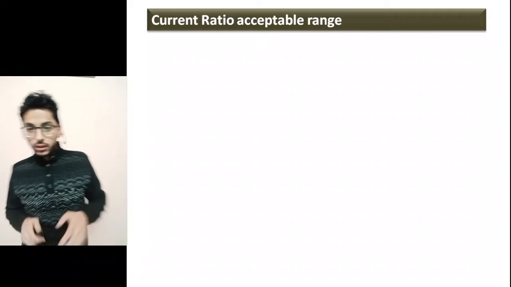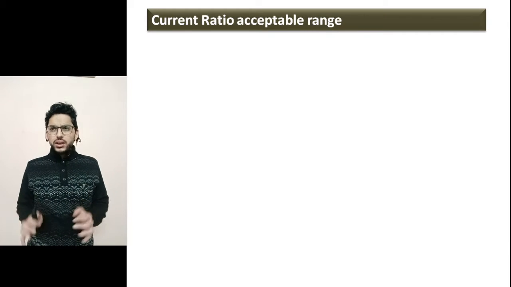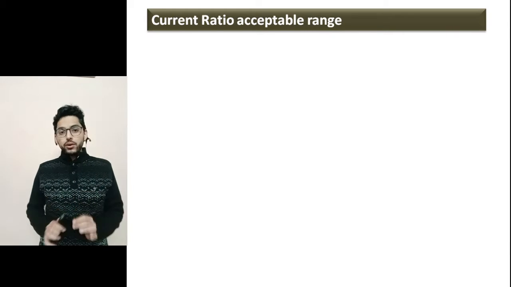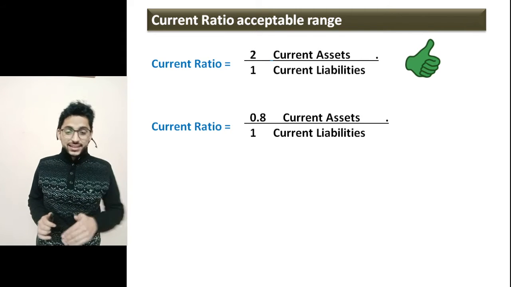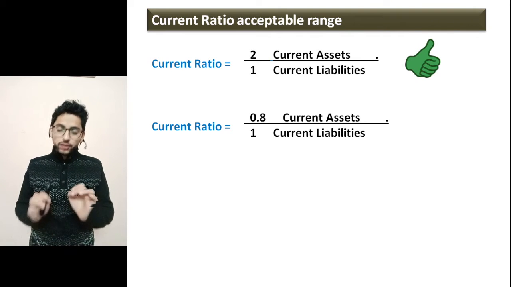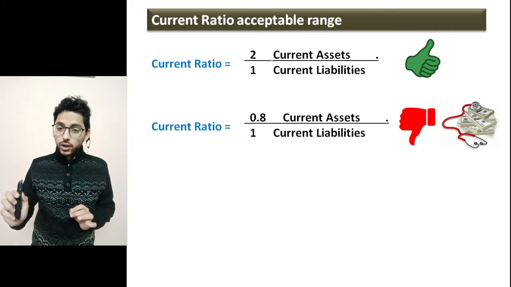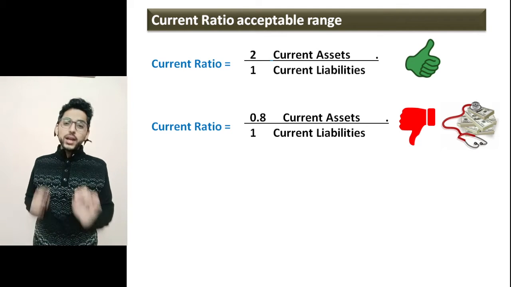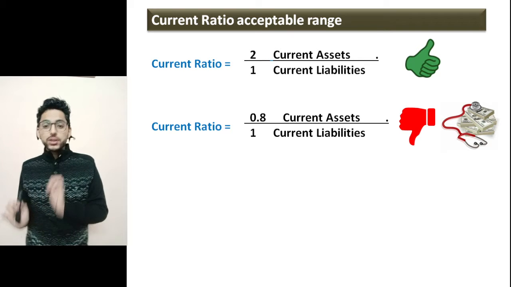Okay. What is the acceptable range for current ratio? Generally, 2 is to 1 is considered as the most acceptable range of current ratio. Now, what if your current ratio is lesser than 2, or very lesser, let's say, 0.8? So it will not be considered as healthy, because to pay off $1 of current liabilities, you just have $0.8 of current assets. So it is not a good liquid situation.